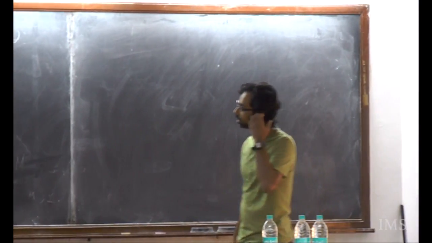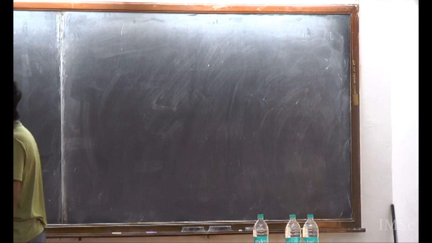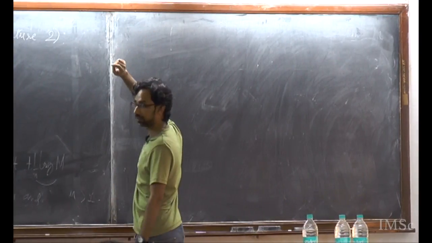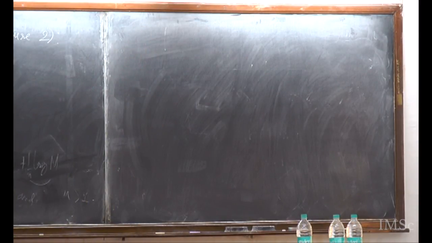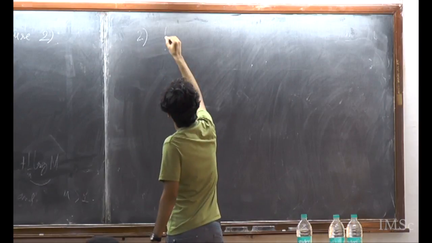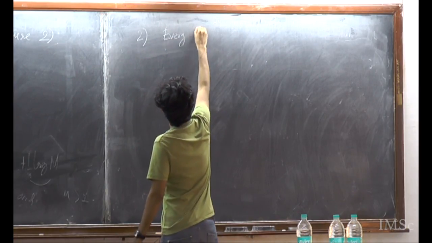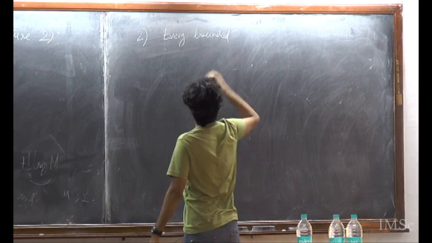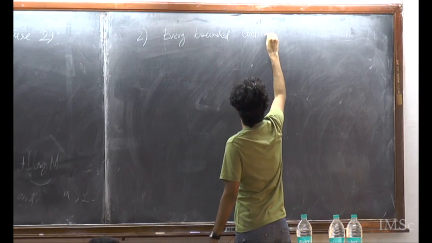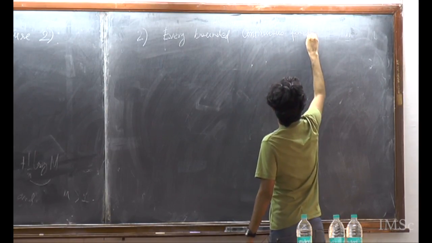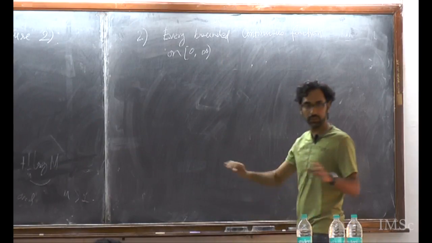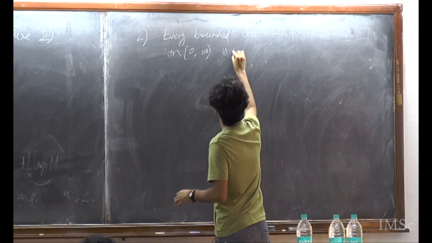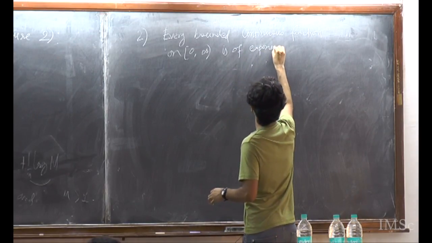The second thing is that every bounded function, bounded continuous function. So second claim, let me call this 1 and this 2: every bounded continuous function on the positive real line is of exponential type.